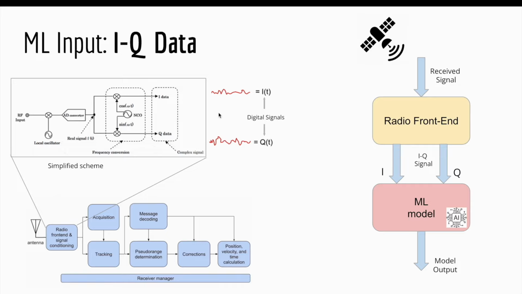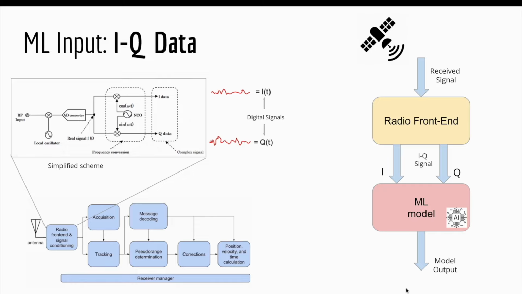But what is important for us now to understand is that at this point, these I(t) and Q(t), which is our in-phase and quadrature signal, is what our model will take as input. So basically what we use as input to train and then to perform the inference.